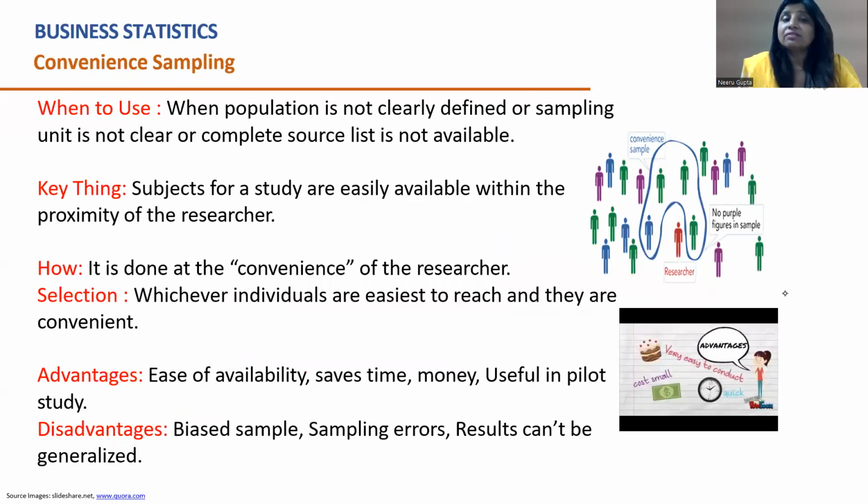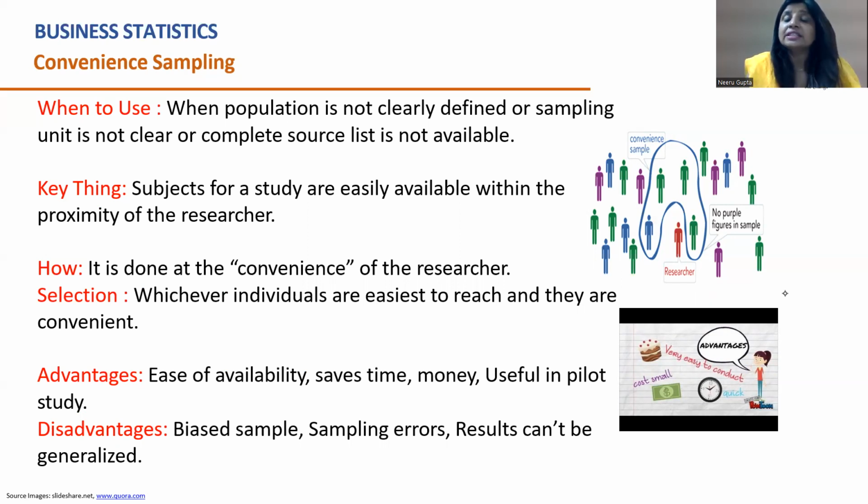This is convenience sampling. What does the researcher do? The researcher collects the data according to their own convenience. When do we use convenience sampling? When the population is not clearly defined, the sampling unit is not clear, or a complete source list is not available. What is the main thing about convenience sampling?